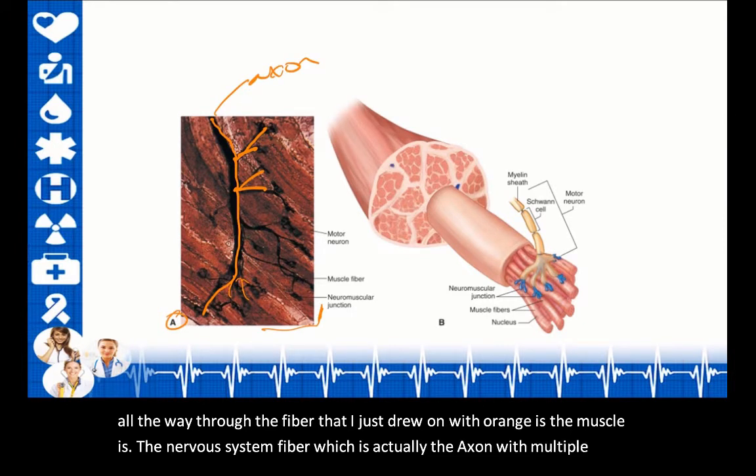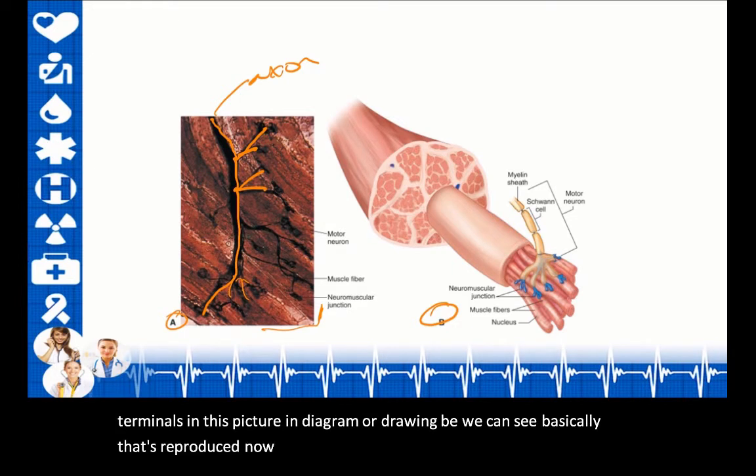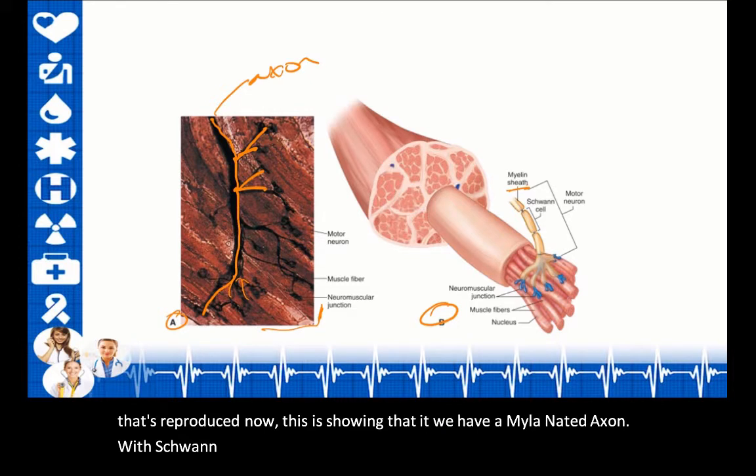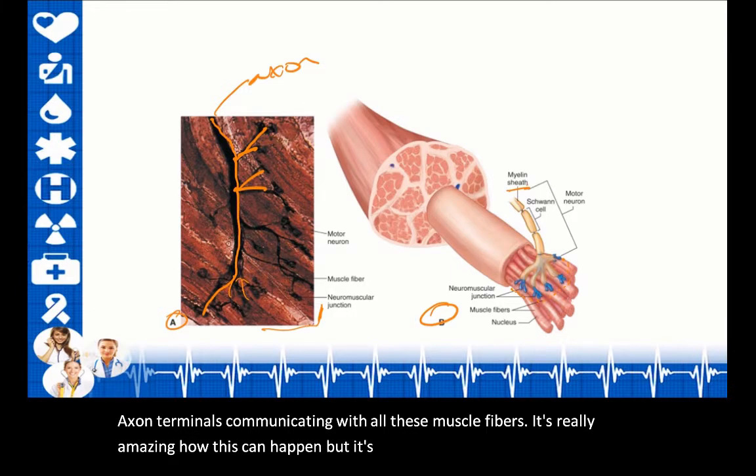In this picture, in diagram or drawing B, we can see basically that's reproduced. Now, this is showing that we have a myelinated axon with Schwann cells, and at the terminal portion of the axon, it has multiple axon terminals communicating with all of these muscle fibers. It's really amazing how this can happen, but it's essentially necessary at the very least.